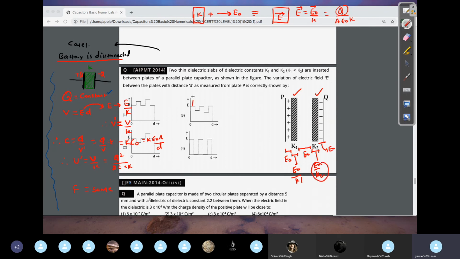See, constant, this is your E naught. Again, E naught. Again, E naught. E naught by K1, E naught by K2. This is the answer of the question. Right? Over. Question is over. You want me to take the screenshot? Okay. It's actually a very easy question you can see here. Very, very easy.